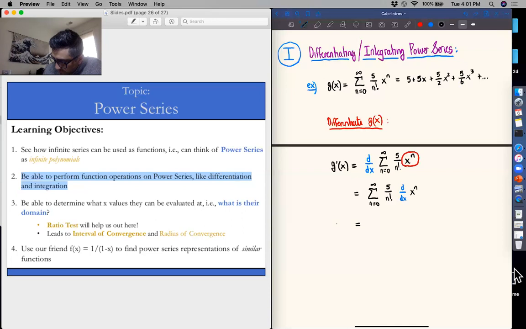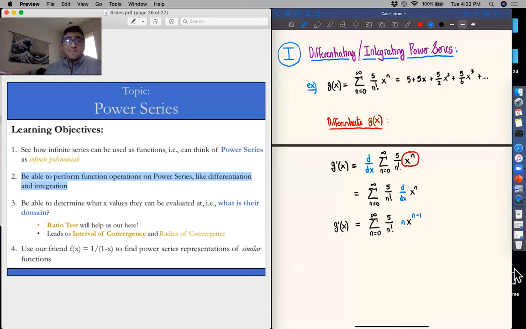So in this case, the derivative of this example power series is n equals 0 to infinity of 5 over n factorial. So that part didn't change. But then when we actually take the derivative, we're only differentiating that x to the n, which will give us an n times x to the n minus first power. So just like we would do with any power rule, if we had x to the third and we differentiated it, we would get 3 times x squared.